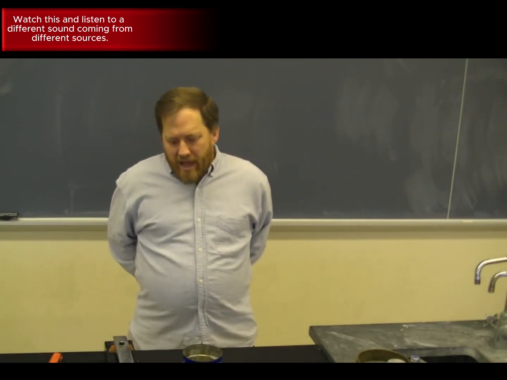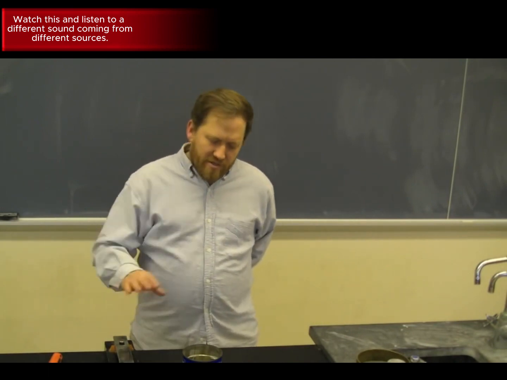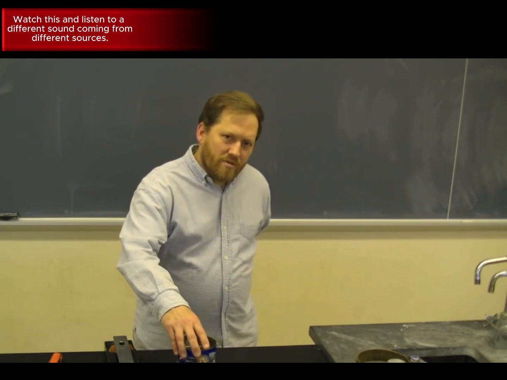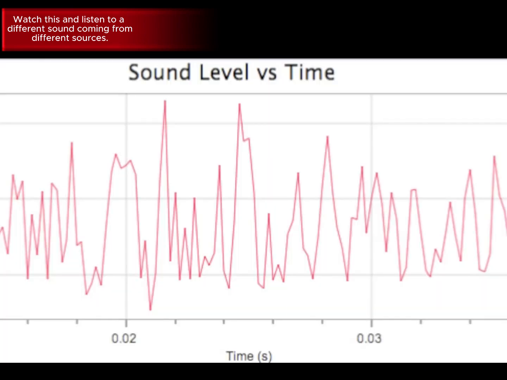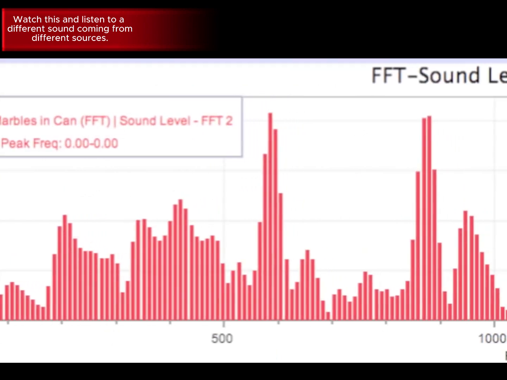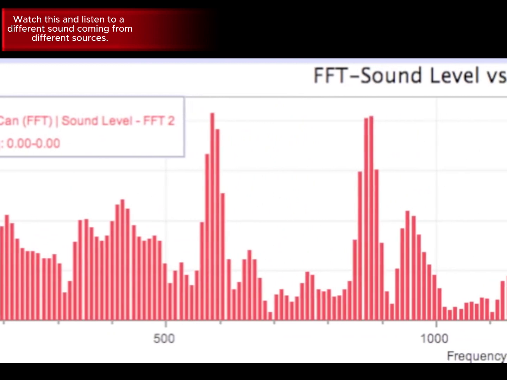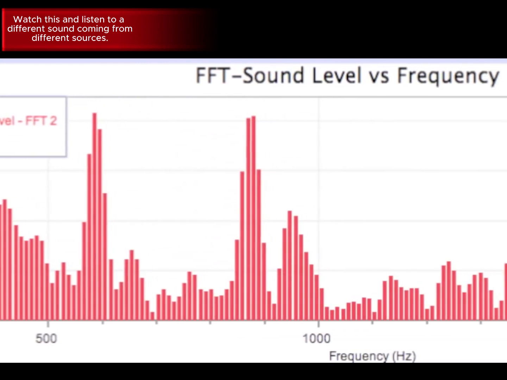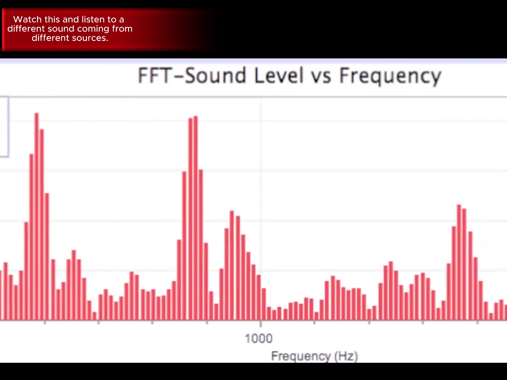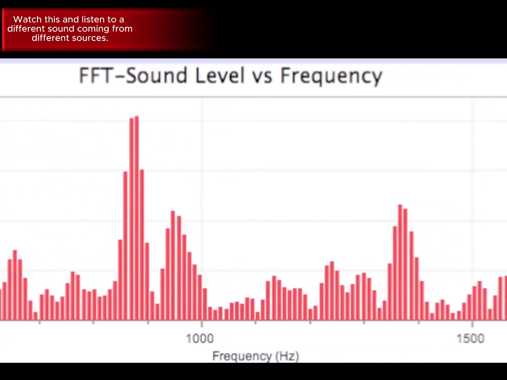Let's now take a look at the pictures of the marbles in the can. Notice on the upper graph, there's no real regular pattern. It's just a jagged mess. Notice also on the FFT graph that it's just a random collection. There's no single spike that seems to dominate. There's just a mixture of all kinds of notes. It's many, many notes. It's not a single note.